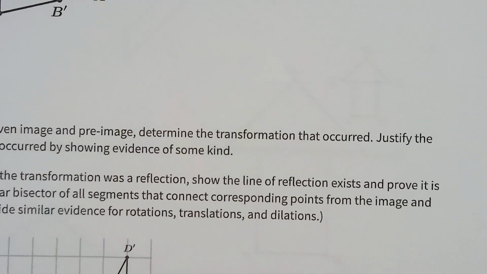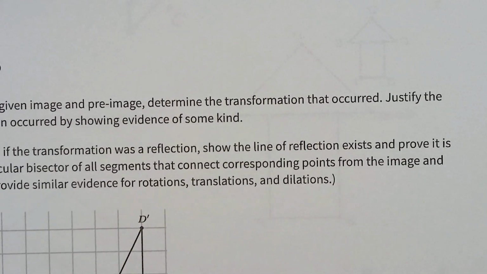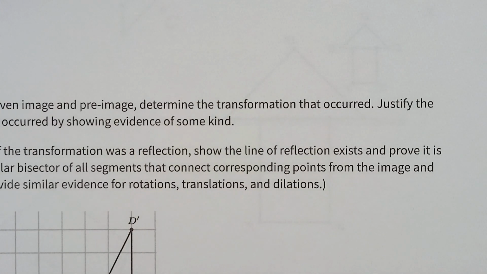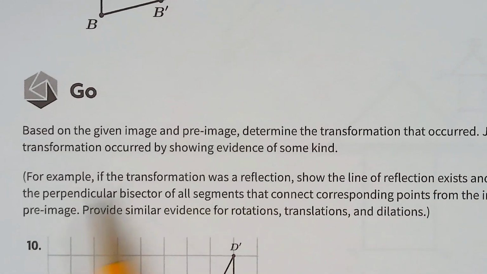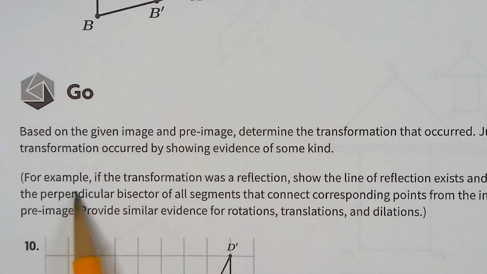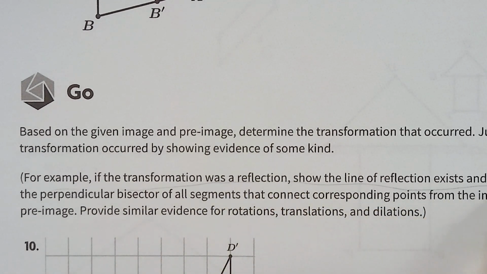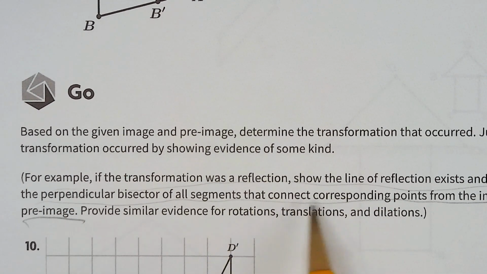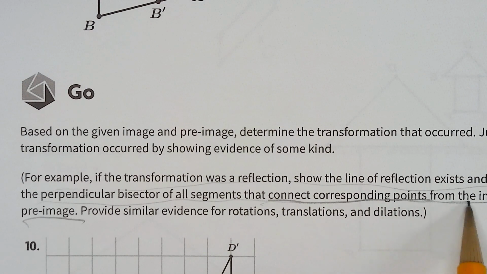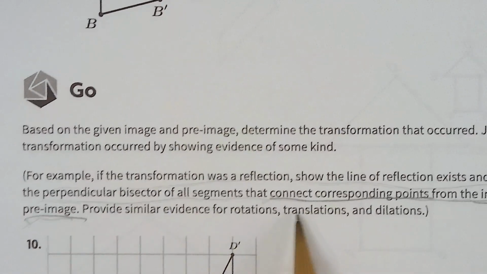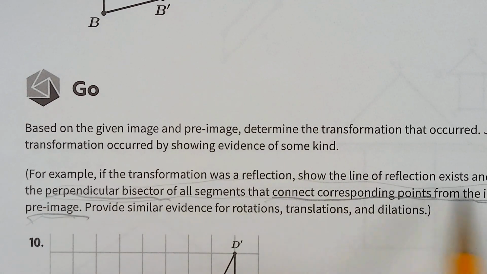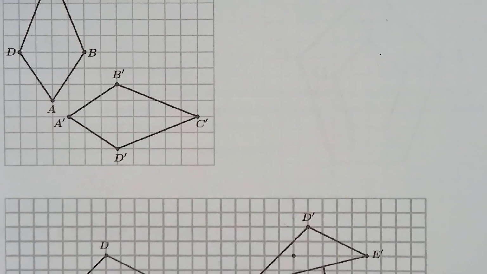Based on the given image and pre-image, determine the transformation that occurred. Justify the transformation occurred by showing the evidence. So, for example, if the transformation is reflection, show the line of reflection. Prove it is the perpendicular bisector of all segments that connect corresponding points from the image and the pre-image. So connect corresponding points from the image and pre-image, and this should be a segment that is perpendicularly bisected by the line of reflection. This is review.